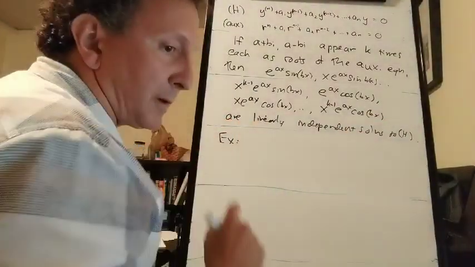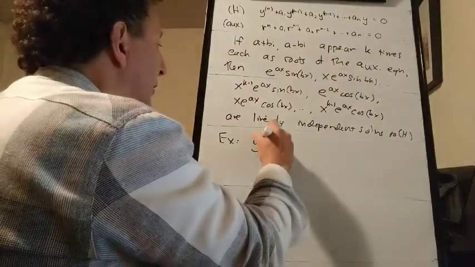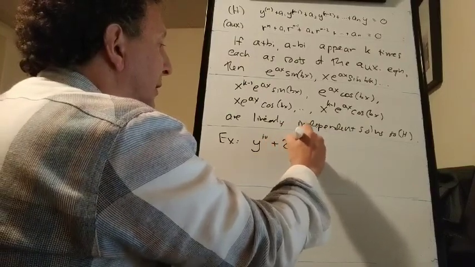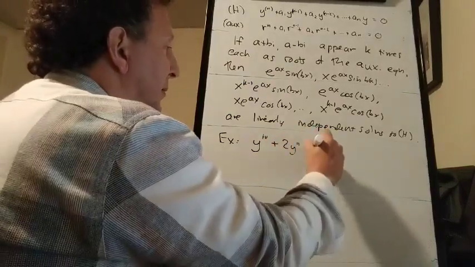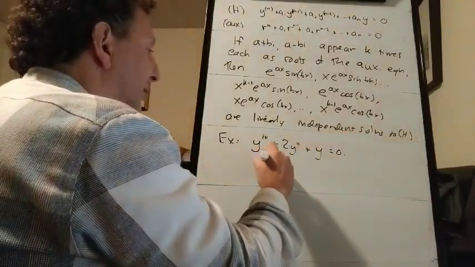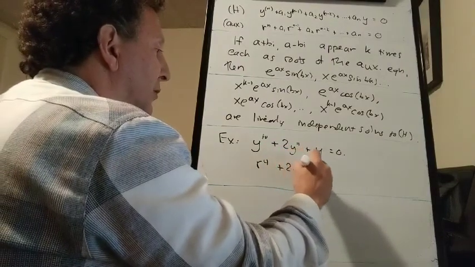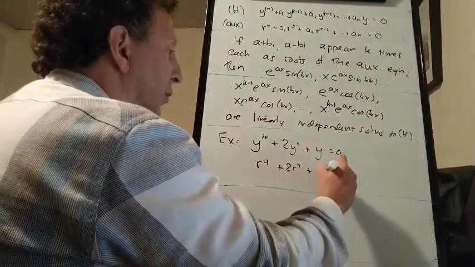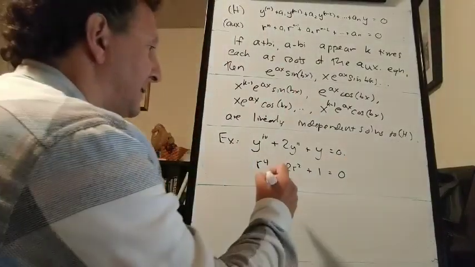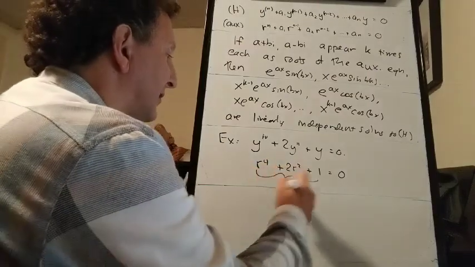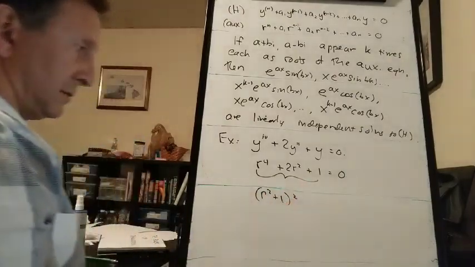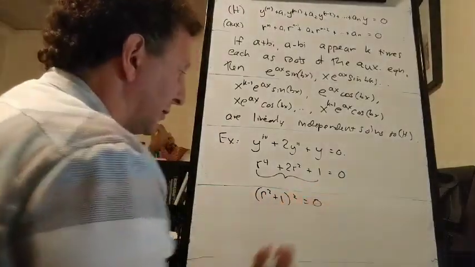So for example, let's say we have the fourth derivative of y plus 2 times the second derivative of y plus y equals 0. So the auxiliary equation is r to the fourth plus 2r squared plus 1 equals 0. Now this factors as r squared plus 1 squared, so that's equal to 0.